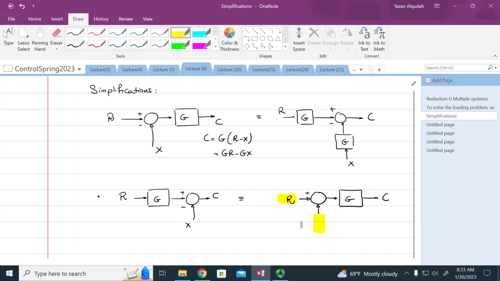So therefore, I can add a block here that is 1 over G, and this is an X. Both of these are equivalent. X is going to get divided by G, but then it's going to get multiplied by G. It's going to give me an X. R was originally multiplied by G. Now it's going to get multiplied by G. Both of these have the same output. Is that clear? Everybody agrees? Okay.